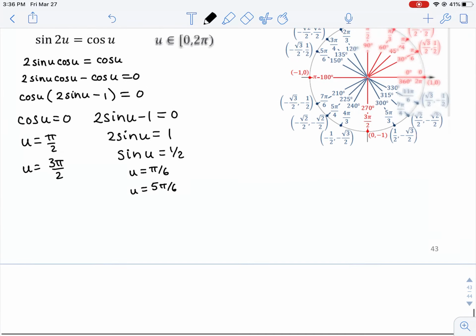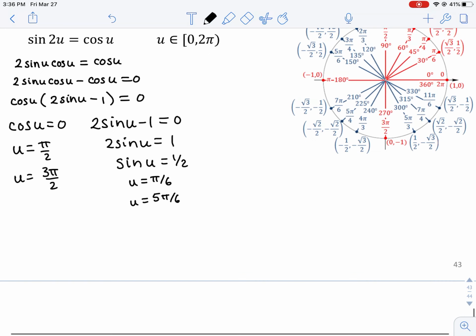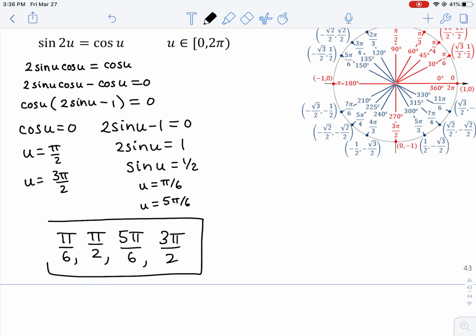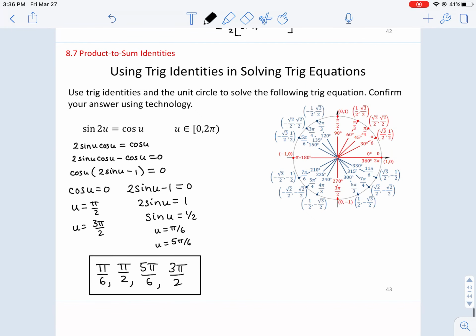All right, and these are all the answers, which we're going to confirm with technology here. But let me go ahead and put all my answers together. And I'll put them in order. There's a total of 4 of them. The lowest was pi 6. After that was the pi halves. After that was the 5 pi 6. And then the final largest of my answers was the 3 pi halves. To confirm this with technology, I'm going to graph this equation and graph this equation and look only on this interval and look for points of intersection.